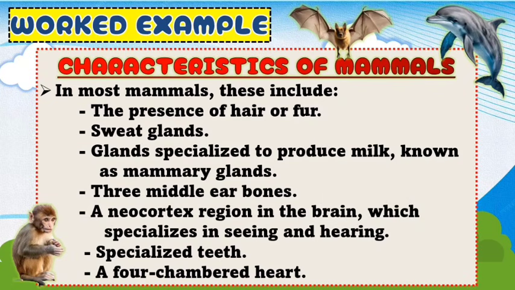In most mammals, these include number 1, the presence of hair or fur. Next, they have what you call sweat glands. Next, they have glands specialized to produce milk, known as mammary glands. 3 middle ear bones, a neocortex region in the brain, which specializes in seeing and hearing. They also have specialized teeth, and a 4-chambered heart.